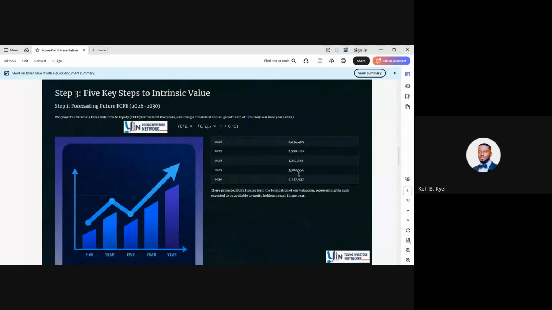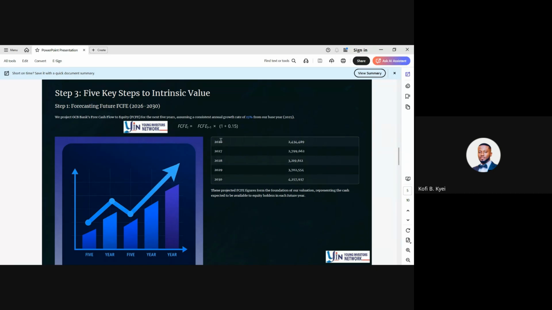All right, so let me proceed. Now, 5 key steps to the intrinsic value. 1, you forecast. As I said, you forecast. So we project GCB's free cash flow to equity to the next 5 years, assuming a consistent growth rate of 15%. I've explained why I decided to use 15%. Another analyst can decide to use 10%, 5%, but I thought I should use 15%.